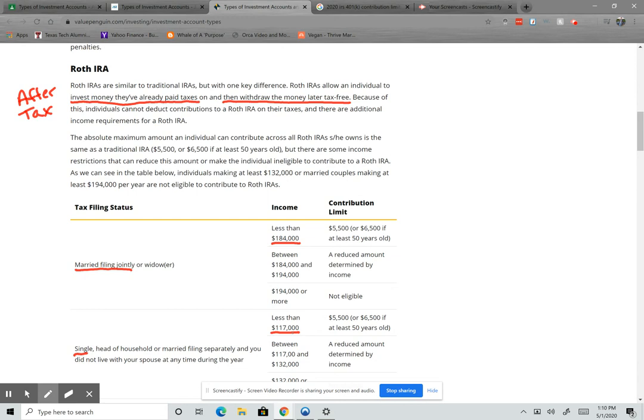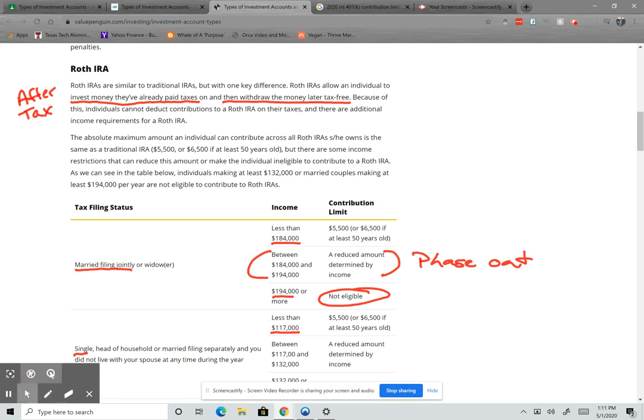Okay. They have these things. This area right here is called phase out, because by the time you make over $194,000, if you're married filing jointly, you're not eligible. So the period between these is called the phase out. We're not going to worry about that. Okay, we're just going to look at these income limitations. Okay, the main ones.